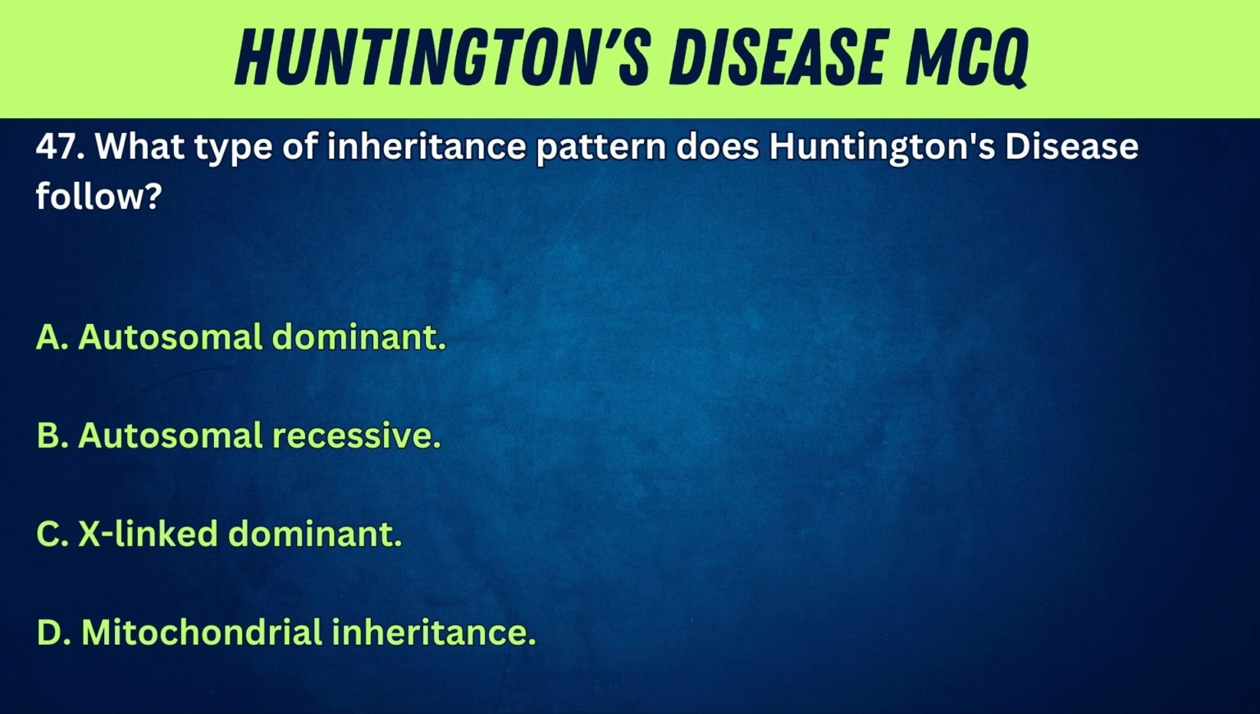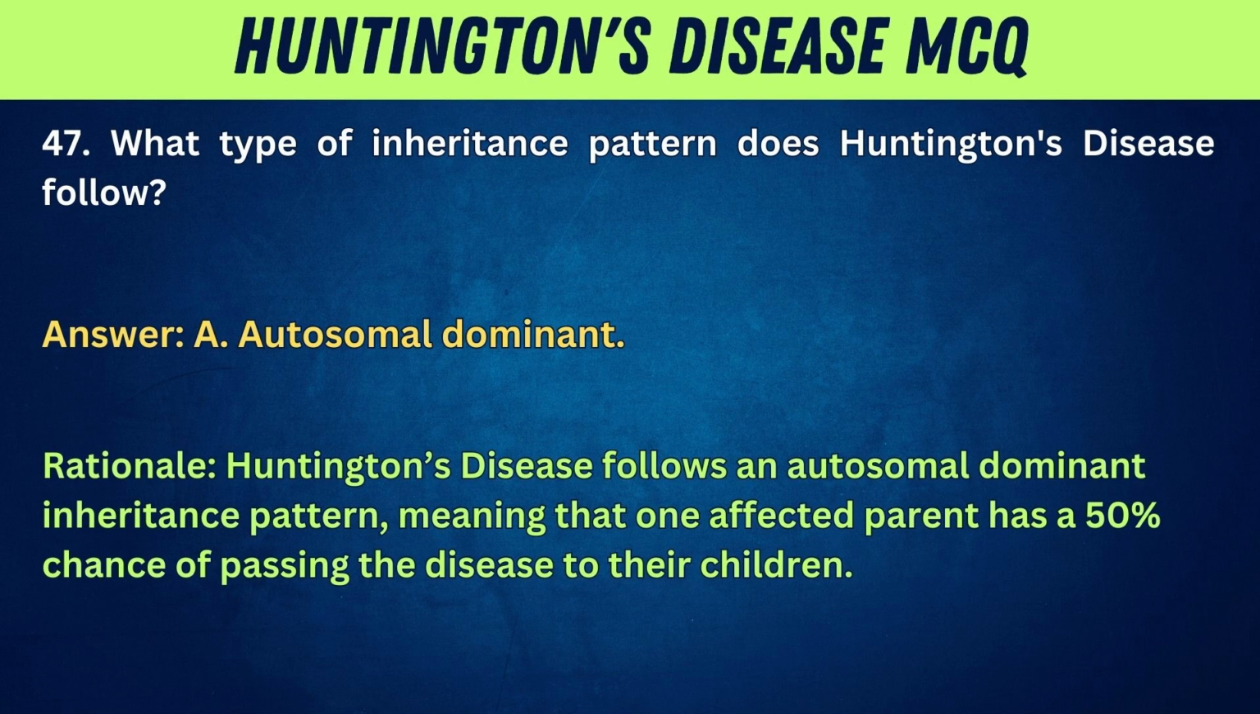47. What type of inheritance pattern does Huntington's disease follow? A. Autosomal dominant. B. Autosomal recessive. C. X-linked dominant. D. Mitochondrial inheritance. Answer: A. Autosomal dominant. Rationale: Huntington's disease follows an autosomal dominant inheritance pattern, meaning that one affected parent has a 50% chance of passing the disease to their children.